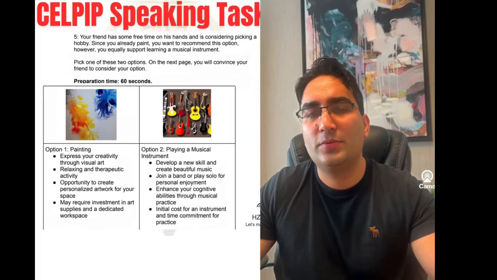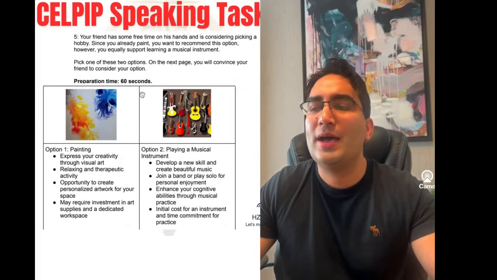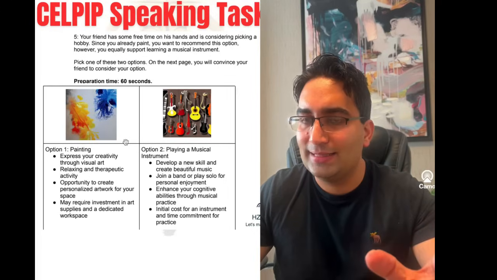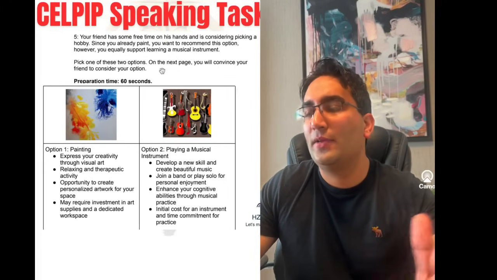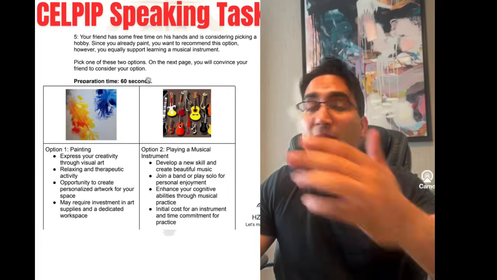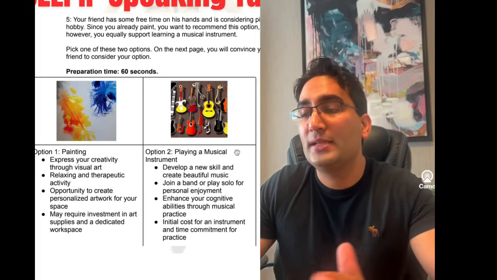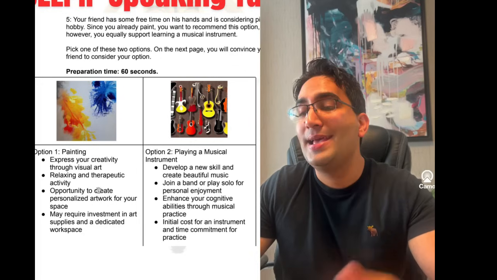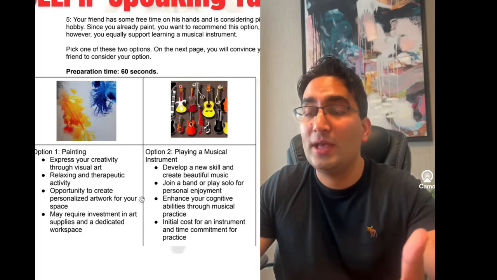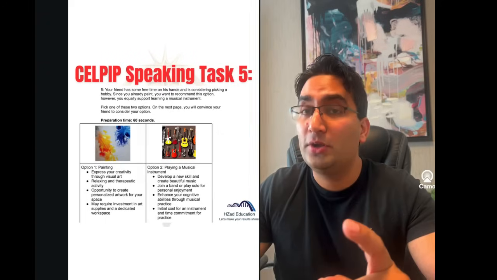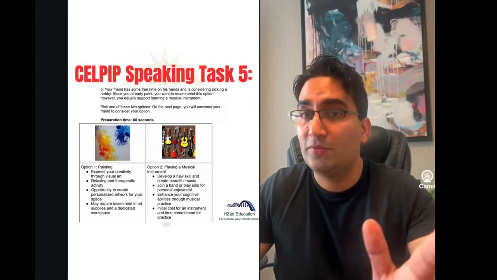Here you're presented with a situation and 2 options. You have 60 seconds to look at these 2 options. You're not going to speak at this time. Here in this question, if you want to read it, you can pause the video. Your friend has some free time and he or she is selecting between painting or playing a musical instrument. These are the features of each and you have to pick one. So you have to click one in 60 seconds. If you don't, the computer will do it for you. So please do it before the computer.